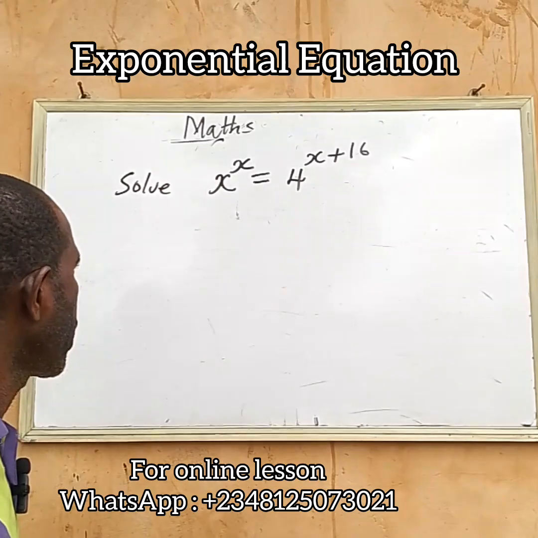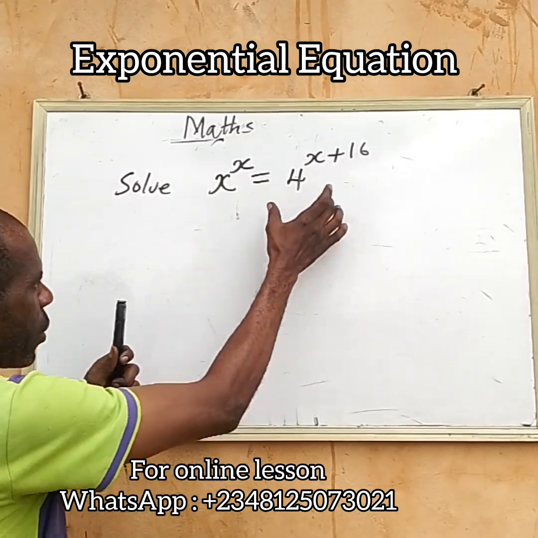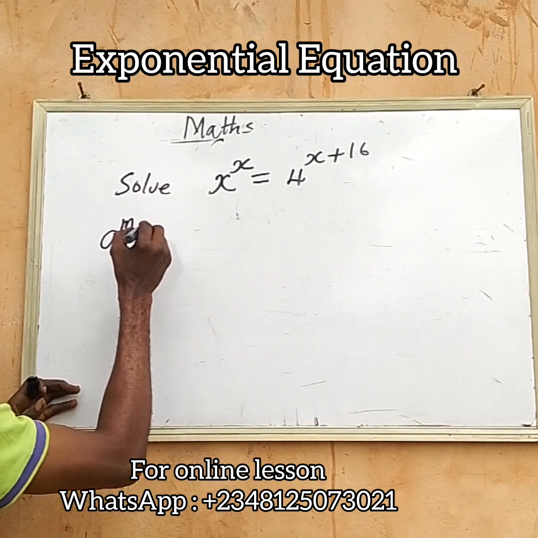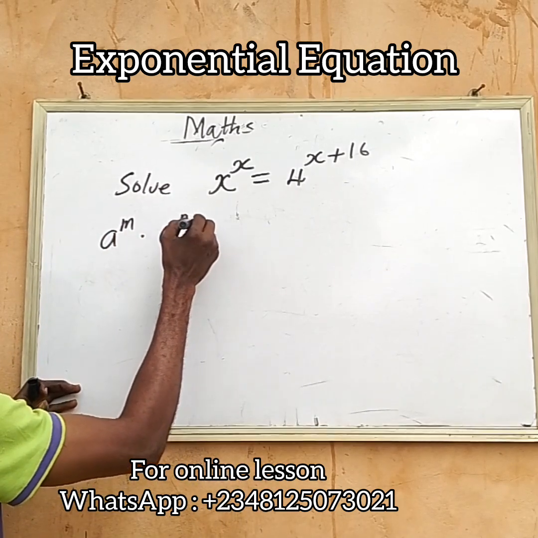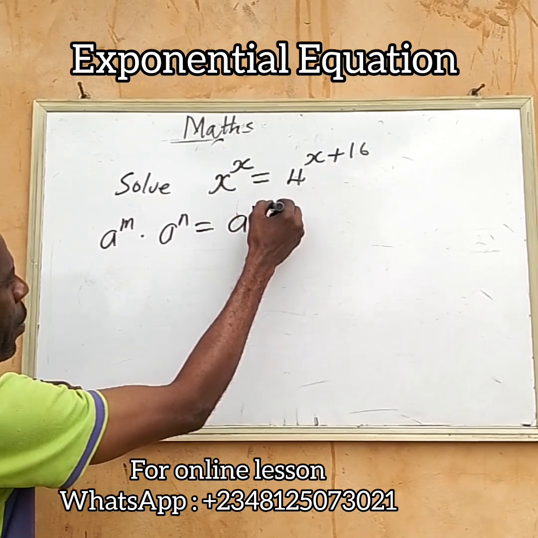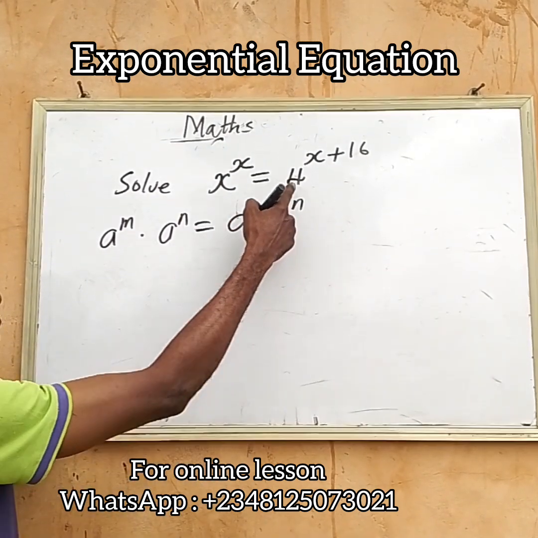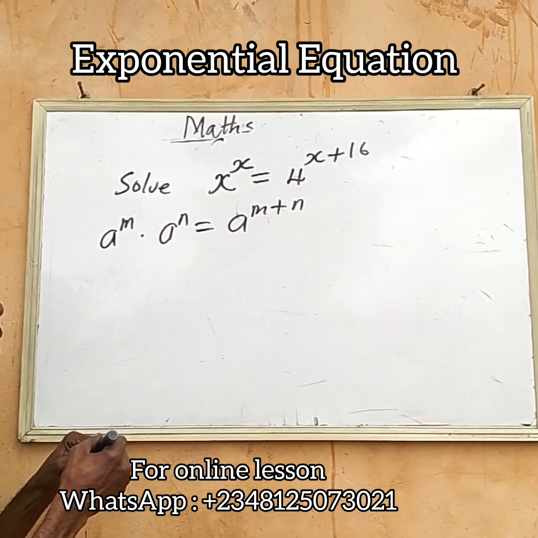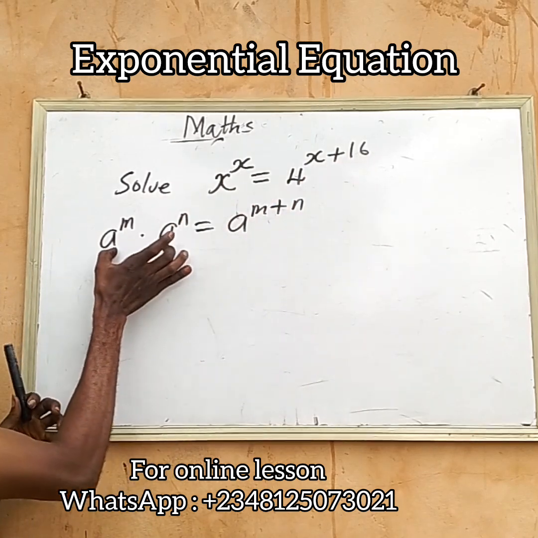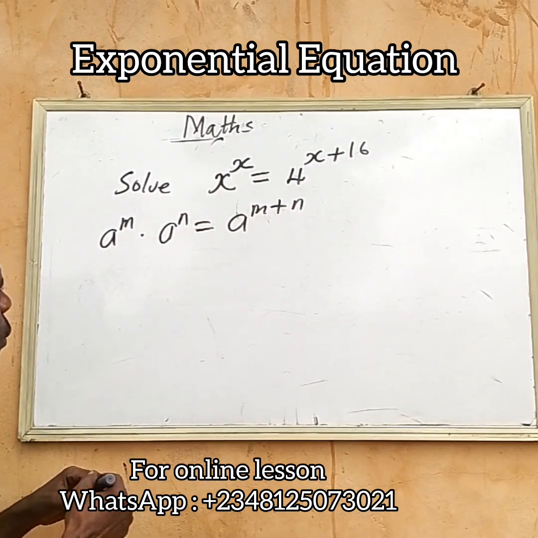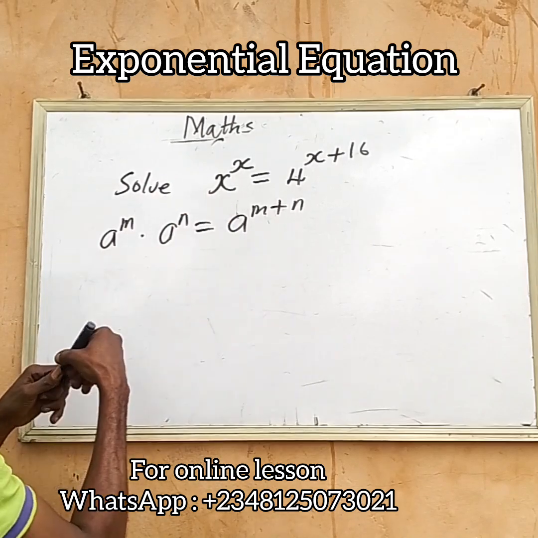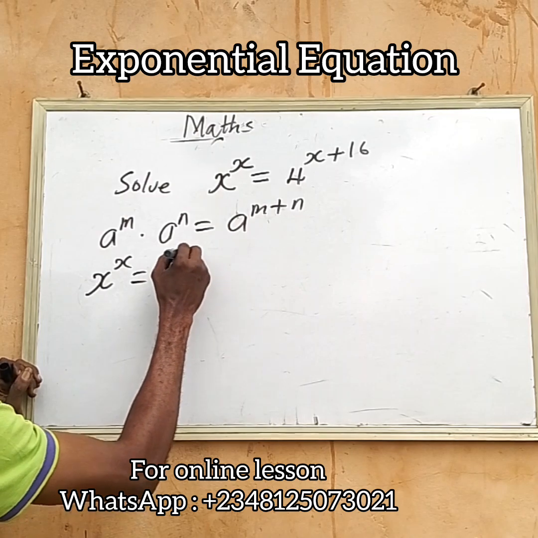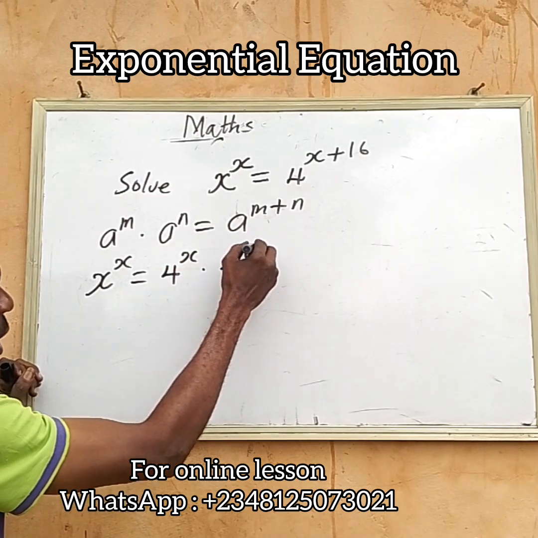Let's go. Here, we are going to distribute the right-hand side using the property of indices. We know that when I have a raised to power m multiplying a raised to power n, it will give me a raised to power m plus n. So this a is 4, and x and 16 are the exponents respectively. We can transform this back to this form so that we can isolate x from there. The next thing is x raised to power x equals 4 raised to power x multiplying 4 raised to power 16.